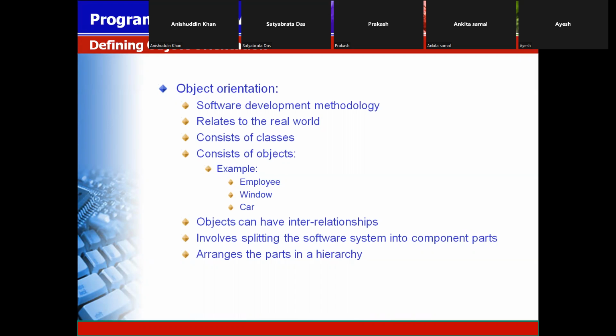By using object orientation, we split the entire software system, meaning we divide the entire program into smaller parts. That is called splitting the software into component parts. In whichever way you split it, in that way you have to gather it.